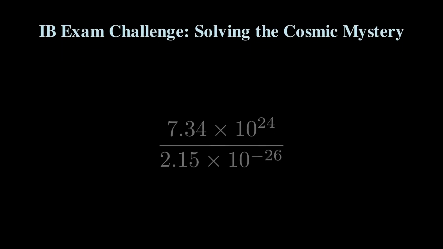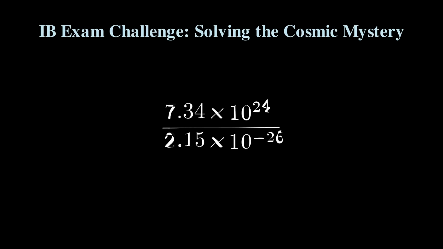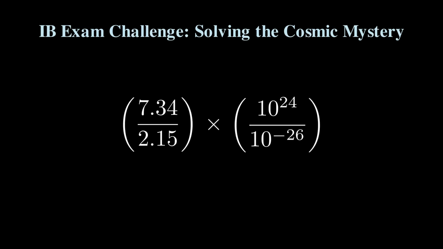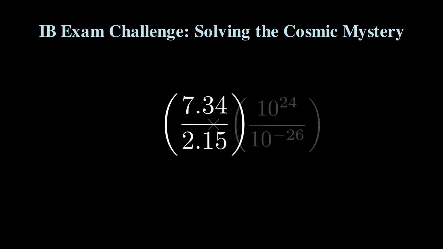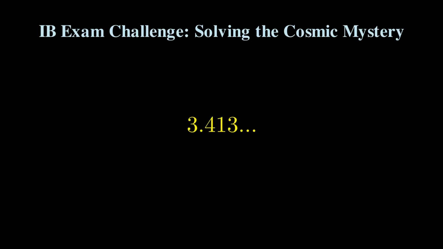Now we can solve our mission. We need to divide the planet's mass by the particle's mass. In your IB exams, this is a key skill. The rule for division is simple: divide the coefficients and subtract the exponents. First, we divide 7.34 by 2.15. Our calculator gives us about 3.413.